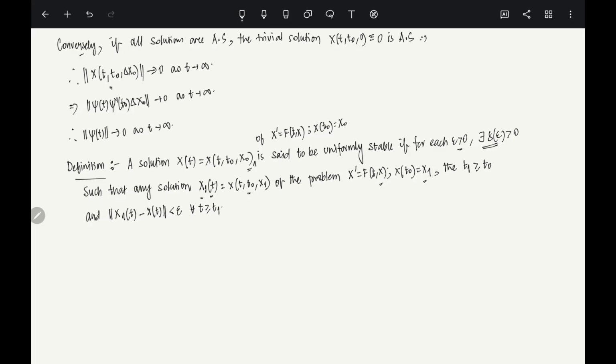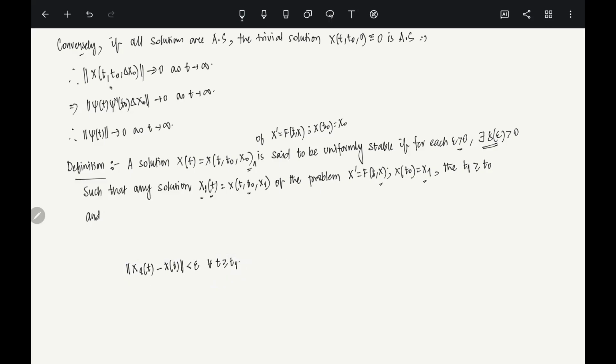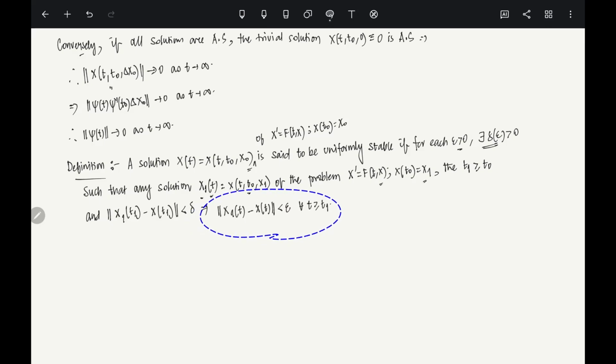I forgot to write what delta is here. One second, I should write it. Sorry about that. So the norm of x1 of t1 minus x of t1 less than delta implies this. If t1 is confusing you, choose t1 to be t naught. No problem here.